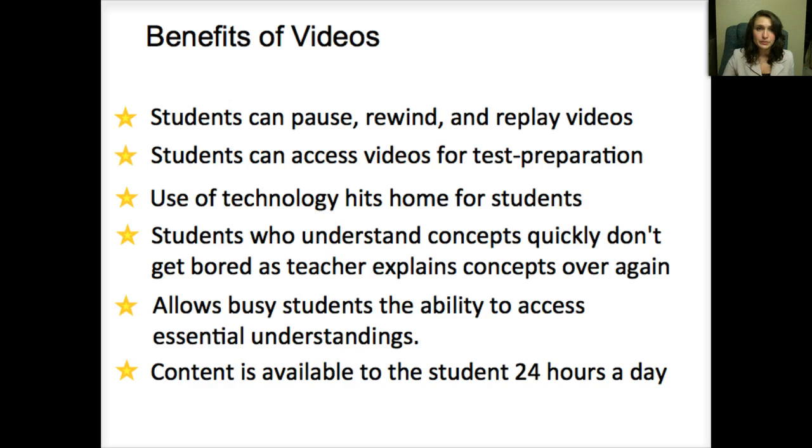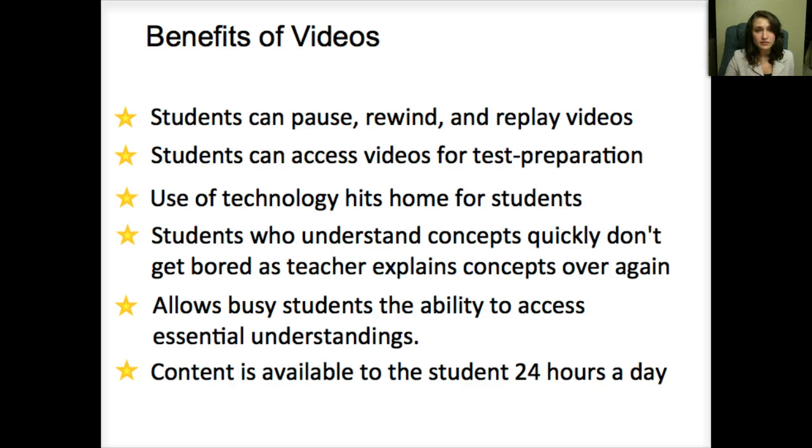Let's talk a little bit about the videos. There are a lot of benefits to the videos, however, the videos are not the flipped classroom model, and I want to be very specific, very clear about that, because a lot of people think that, oh, the flipped classroom is all about the videos, but no, the videos are a way for you to flip your classroom. They are the means by which you flip your classroom, but they aren't the flipped classroom.